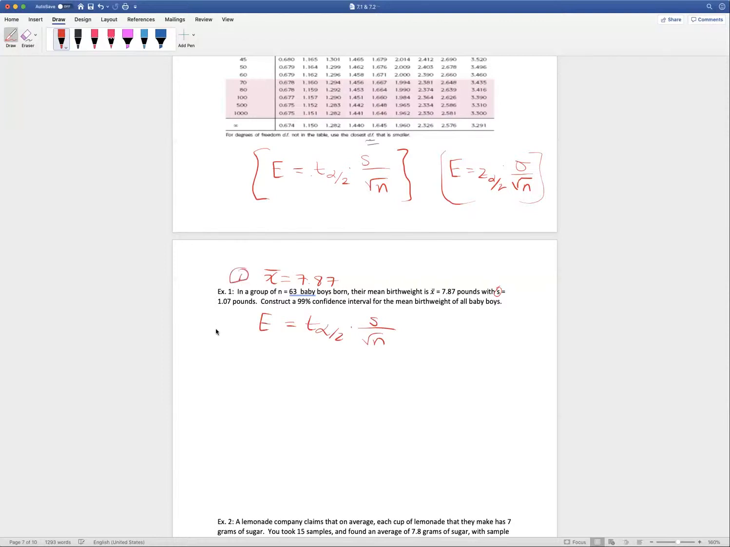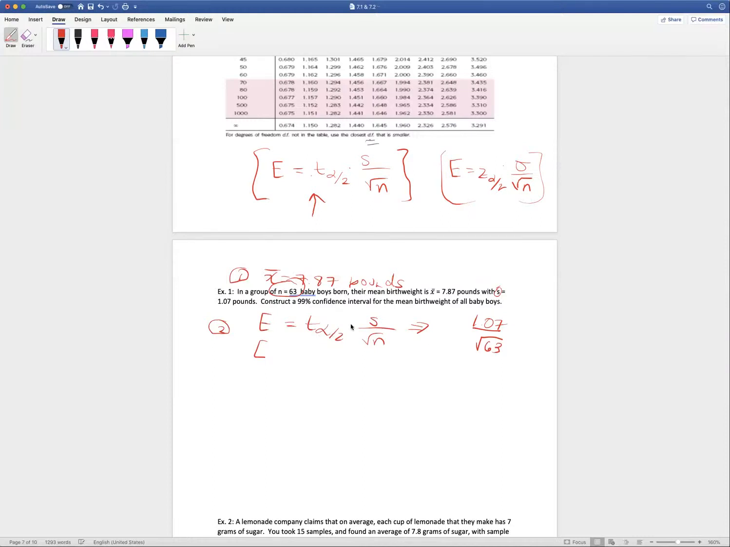So step 1 is you identify what a good point estimate would be, and here it's 7.87 pounds. Step 2 is, now let's figure out what the error is. The error is equal to T alpha over 2 times S over the square root of n. Again, we're using this formula because we know the sample standard deviation and not the population standard deviation. We know that S is equal to 1.07. We know that n is equal to 63, because n is our sample size, and we have a group of 63 babies.